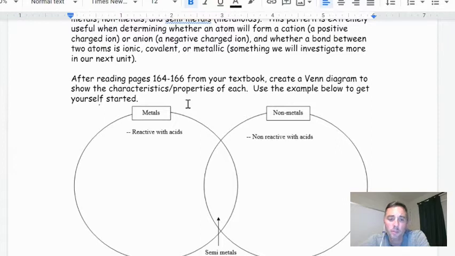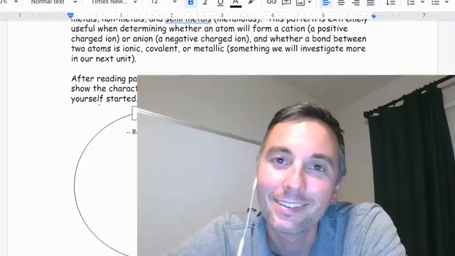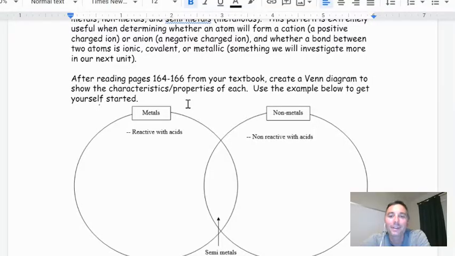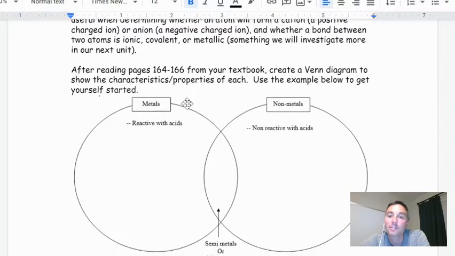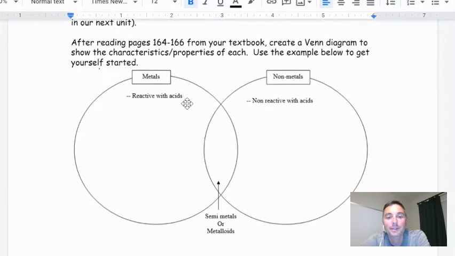After reading pages 164 to 166 in your textbook, okay, you don't even have a textbook. You do? Excellent. Read pages 164 to 166 in your textbook. Go ahead and pause the video now while you read those. Now that you're back, you're going to create a Venn diagram to show some of the characteristics or properties of each of these. Use the example below to get started.